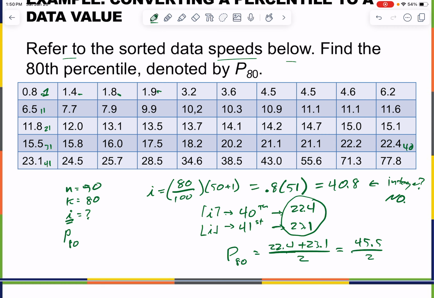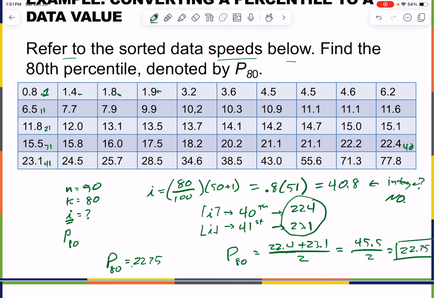Now if I divide that by a half, if I'm not mistaken, I'm going to get 22.75. Let me just see. 22.75. Multiply that by 2, I get 45. So that is the value, 22.75. That's the 80th percentile of this data set. Now notice, it's not in the data set. It's not actually in the data set, but that's the percentile anyway.